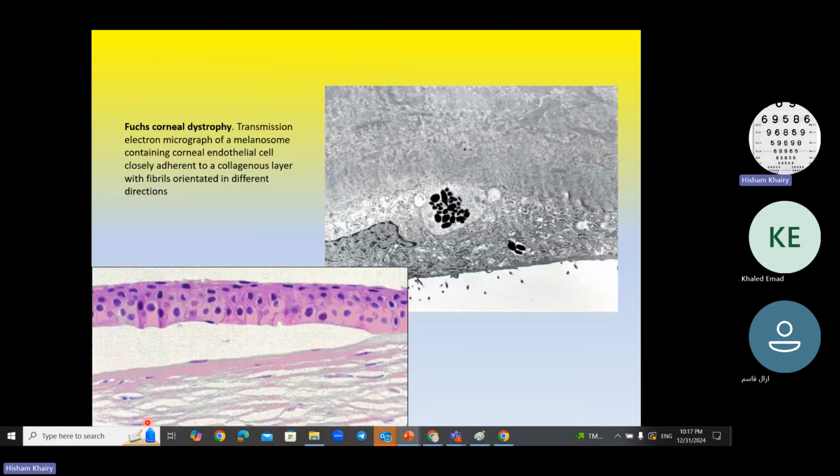Again, a picture of Fuchs endothelium. Here you see that there is a subepithelial fluid cyst due to corneal edema. Endothelial cell closely adherent to a collagen layer with fibrils oriented in different directions.